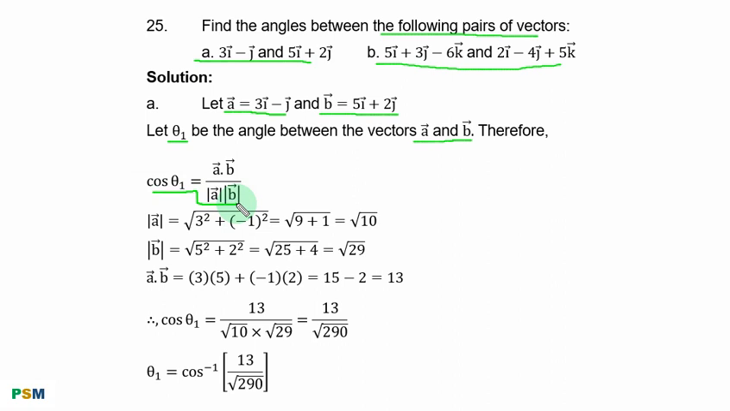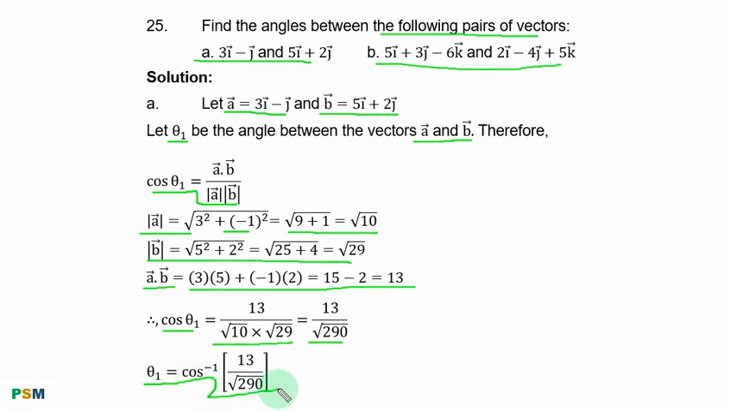We need the magnitude of both vectors and their dot product. So the magnitude of vector A is equal to the square root of 3 squared, the first component, plus minus 1 squared, the second component. You have it in this form. For vector B, the same thing, and you have root 29. Next is to get the dot product, which is this, and you have 13. Therefore, cos theta 1 is equal to 13 over root 10 times root 29. That is 13 over root 290. To get theta 1, you take the inverse of cosine of both sides, and you have it in this form.